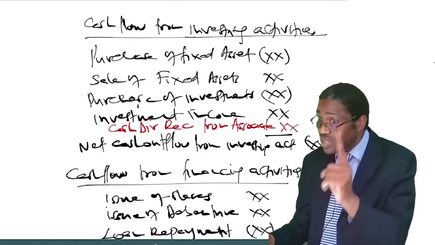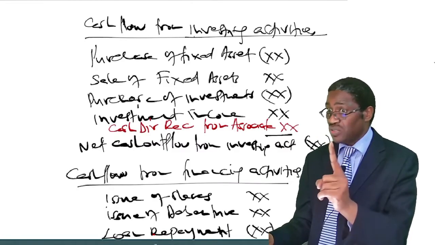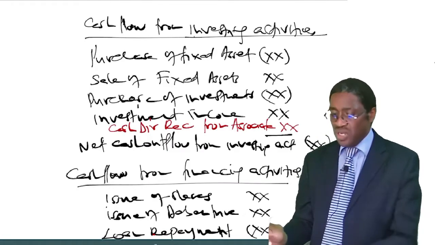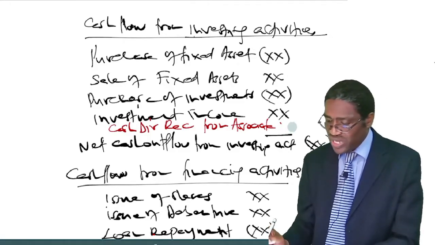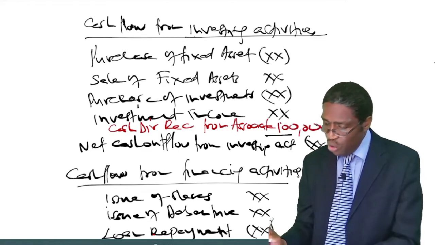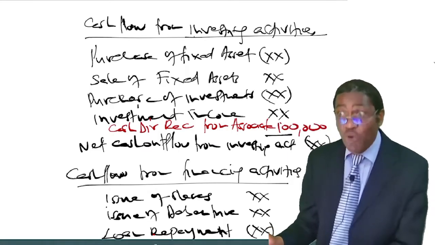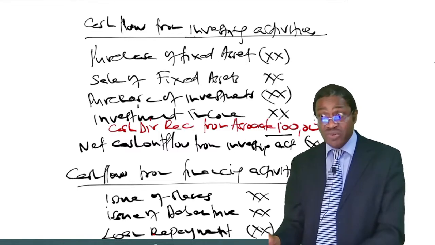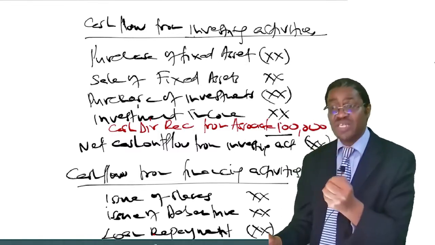As an investing activity. That amount, whatever is the amount, which in our case now, we have got it as 100,000 from our illustration. Obviously, it will be an inflow, because you are receiving that dividend.